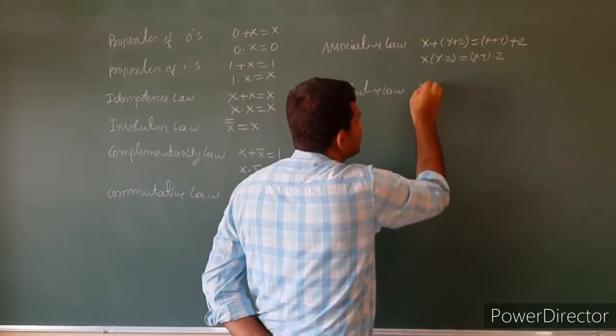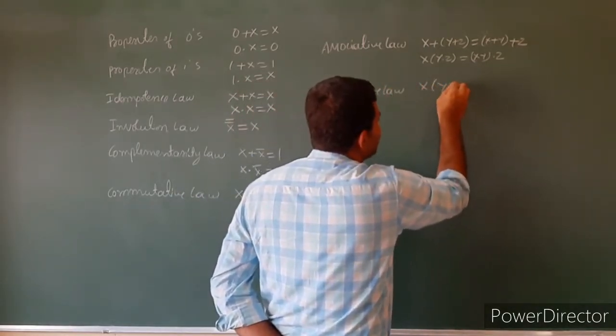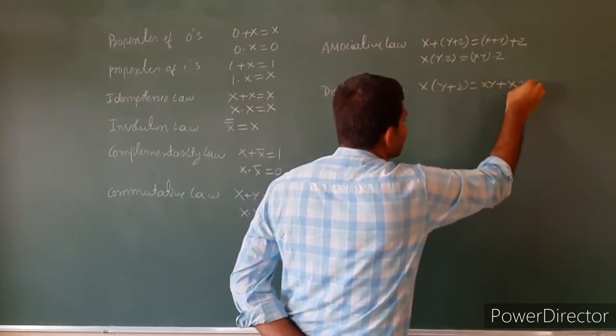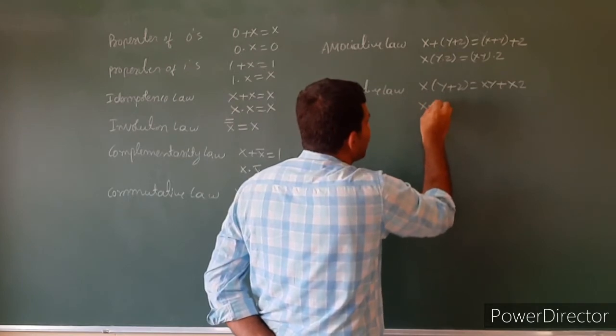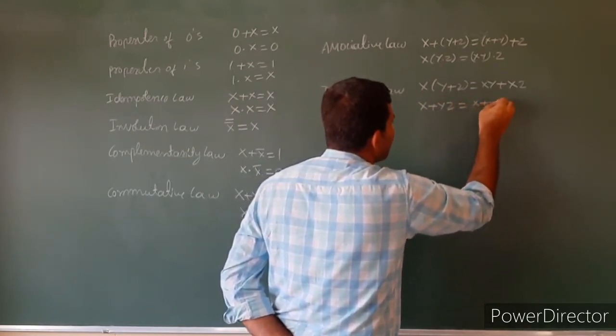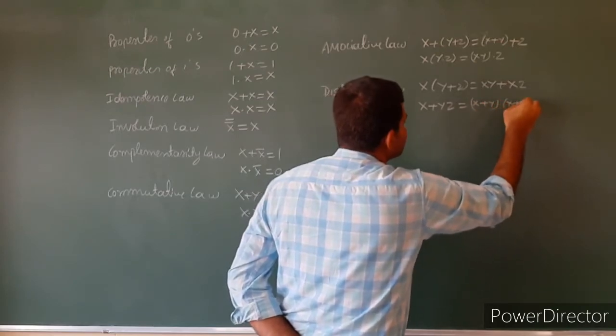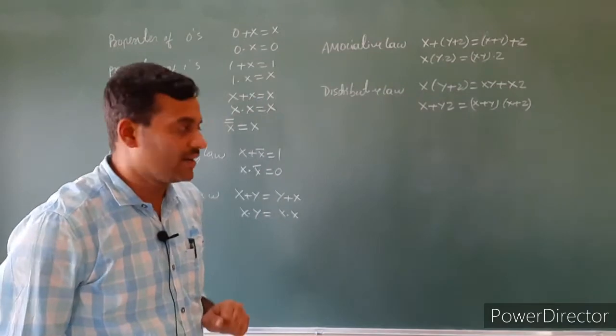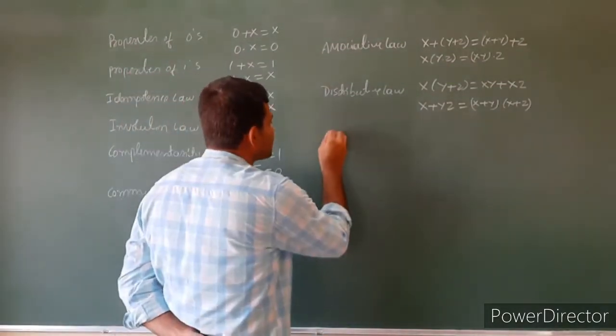Distributive law. The distributive law states that x into y plus z is equal to xy plus xz. Another one is x plus yz which is equal to x plus y into x plus z. This is the distributive law. Then last one is absorption law.